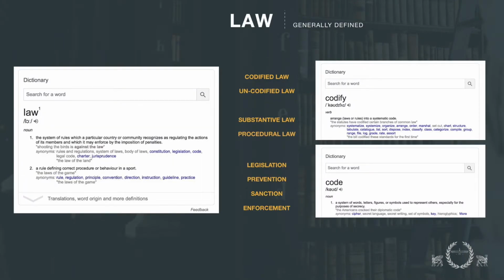If we take a moment to step back and try to understand what law is, we would observe that the general definition states that law is a system of rules which a particular country or community recognizes as regulating the actions of its members and which it may enforce by the imposition of penalties. So, what this basically means is that law is simply a set of rules, a set of conditions in order to ensure the smooth functioning of a society, in order to ensure that members of a society are interacting in such a way that it's beneficial for all.